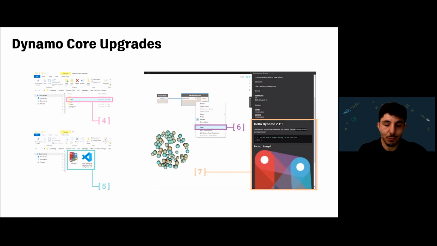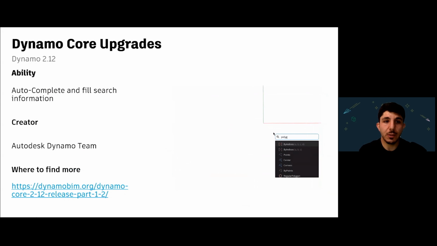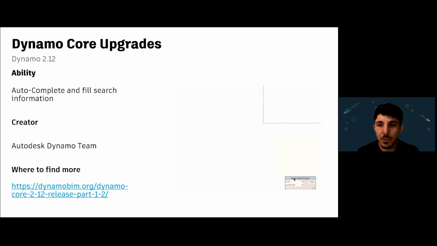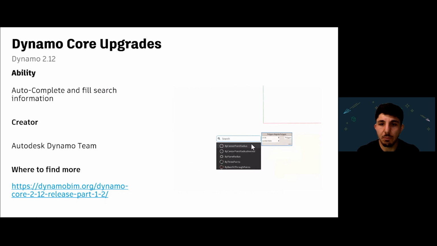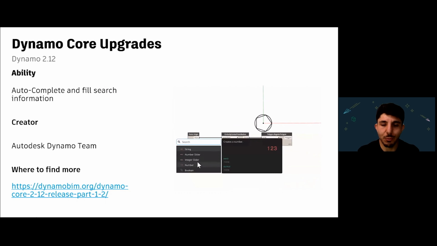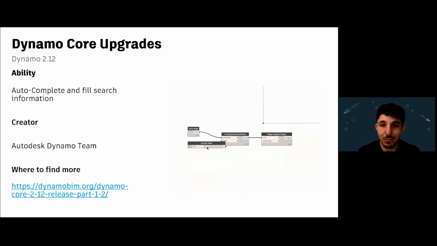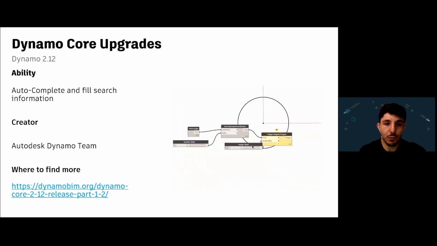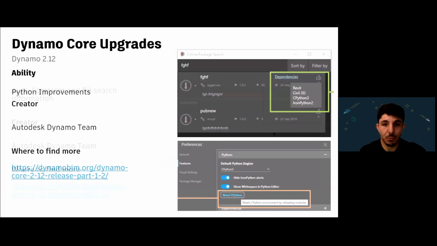This is one of the most impressive upgrades I've seen just for convenience's sake. So this is a great one. Another one is the ability to autocomplete and fill search engine information. It's an improved feature over the years. It's always been something everybody's been interested in, getting a little bit better search engine. And so Dynamo's search engine is a lot more improved. So that's also another 2.12 release note, another amazing superpower.